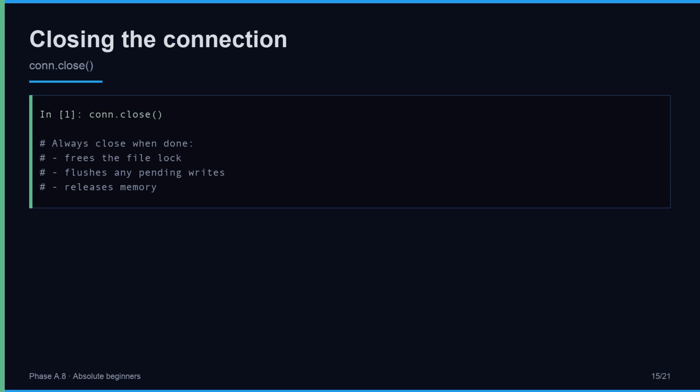Closing releases the file lock so other programs can use the database, flushes any pending writes, and frees memory. A database file left open by a forgotten connection can cause weird errors later; other tools may not be able to open it. Get into the habit now: open, work, commit, close. Four steps, every script. If your script crashes before close, Python will usually clean up, but do not rely on it. Close explicitly when you are done.